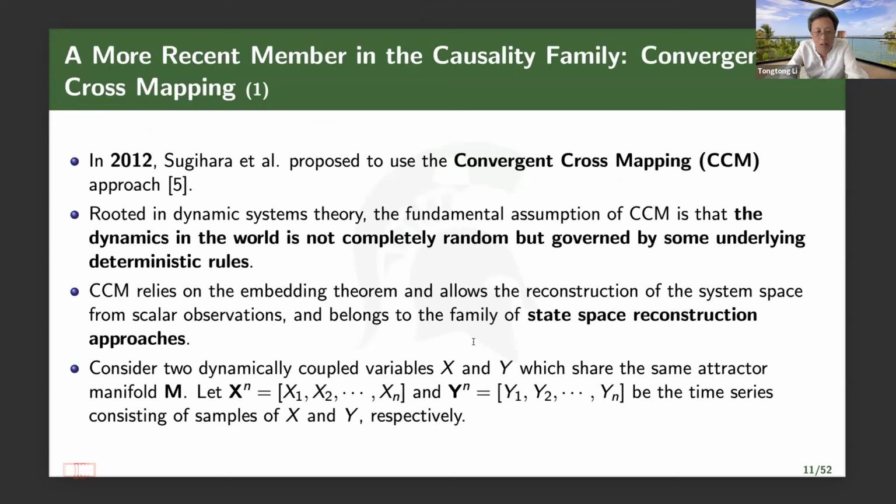This one uses dynamic system theory, and the biggest assumption here is that the world is not completely random, but there are some underlying deterministic rules. It's both random and deterministic. CCM is based on state space reconstruction. So I'm going to explain the physical meaning of this math. We consider a time series, let's say the fMRI or EEG signals of one brain region, and Y_n is the time series of another brain region.